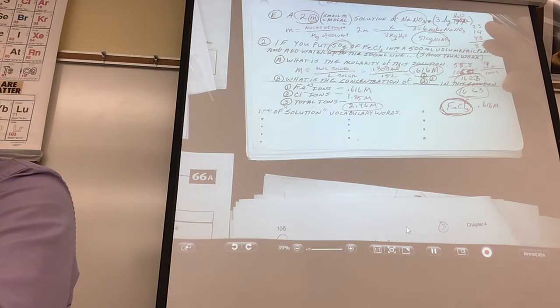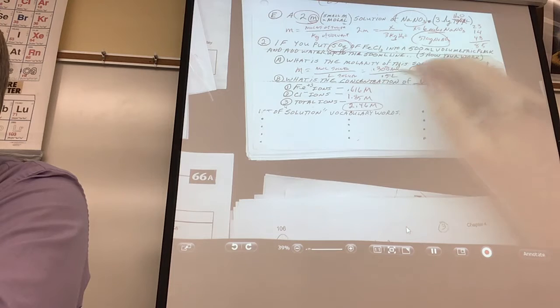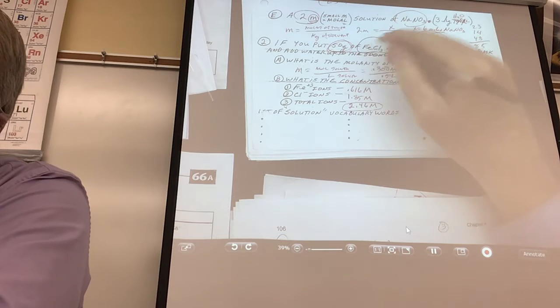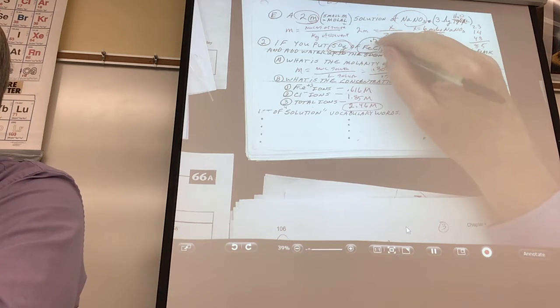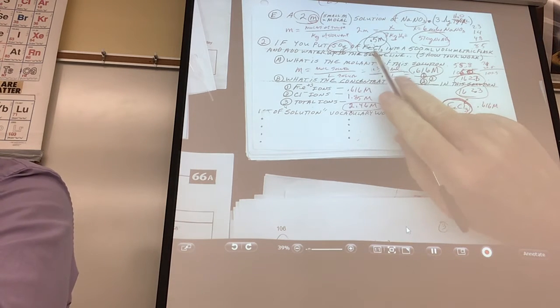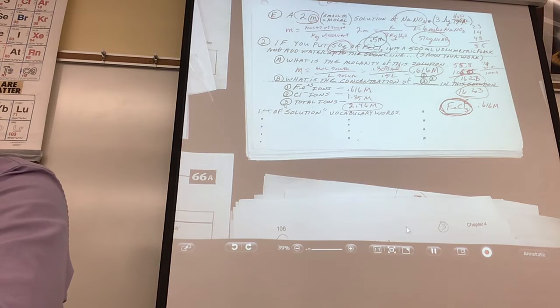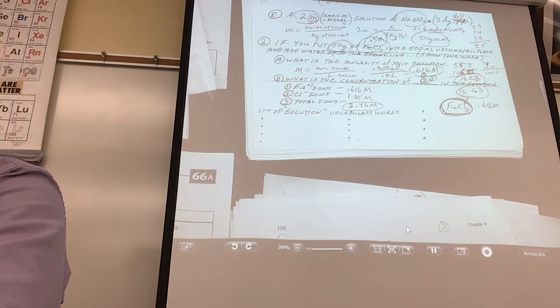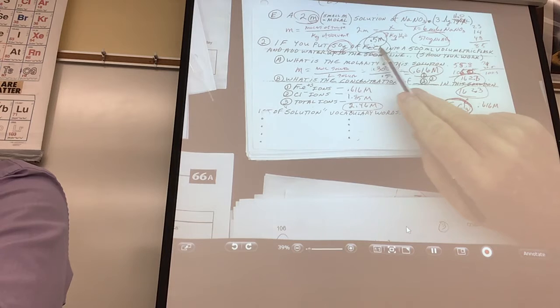What if I had, let's make up a new one, all right? Let's say the molarity of this solution comes out to be 0.5 molar. Here's my first question. What is the molarity of iron 3 chloride? I'm sorry, not the molarity. What is the concentration of iron 3 chloride? Raise your hand if you think you know. What is the concentration of iron 3 chloride in a 0.5 molar solution?